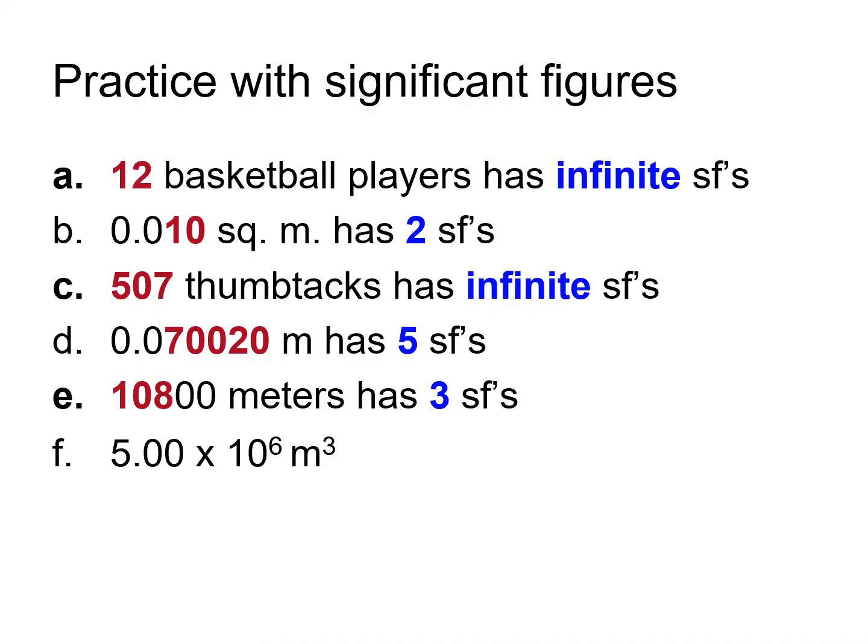Don't get me wrong, the answer is not 108. It's still 10,800. What we're showing here is that only the first 3 digits, though, were measured or estimated. Those zeros at the end are simply placeholders. 5.00 times 10 to the 6th power. This is written in scientific notation. All the digits in the coefficient of a scientific notation number are significant. So the 500 is 3 significant figures.